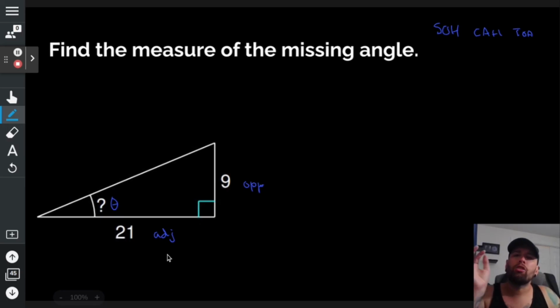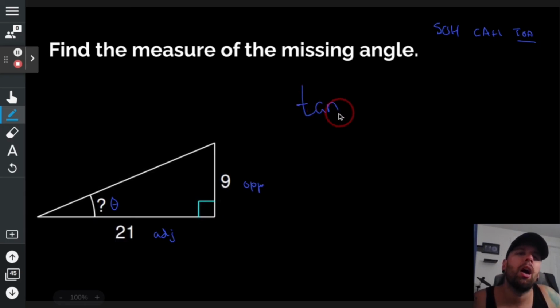So I need to figure out which trig function I'm going to use based off of the fact that I'm given the opposite side and the adjacent side. So I need the one with the O and A, and there you go, I need tangent. So let's set it up. Tangent of theta is going to equal, leave myself some space, the opposite over the adjacent, 9 over 21.